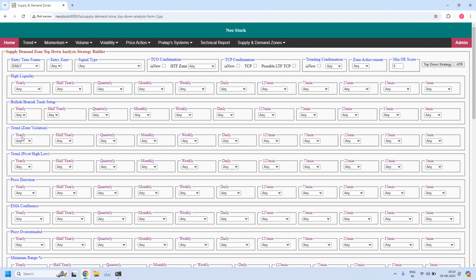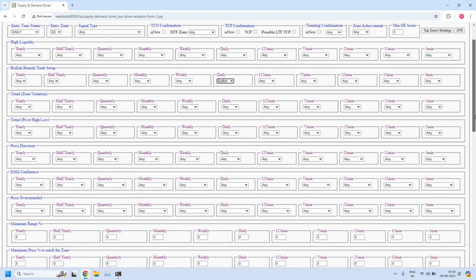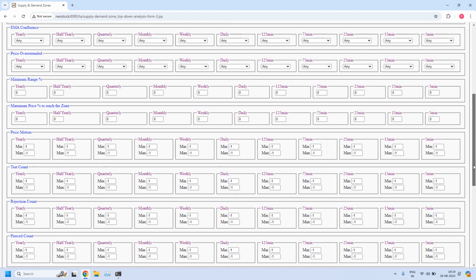So let's start with the monthly income trade bullish trade setup, that is entry time frame daily. Entry zone is a demand zone in bullish or bearish trade setup at daily. I am selecting bullish. This indicates a monthly income trade, entry time frame is daily. Bullish trade setup. And daily demand zone should not be pierced. So in the pierced count in daily time frame, I am setting minimum value 0, maximum value 0, which indicates zone pierced count is 0. Zone pierced count 0 means the zone is not pierced.